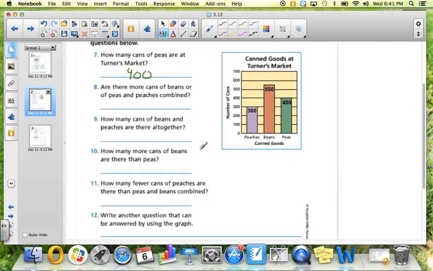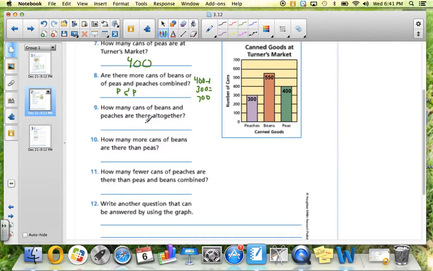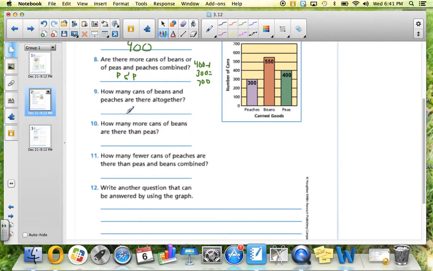Number 8, are there more cans of beans or of peas and peaches combined? So peas has 400 and peaches has 300. So we're going to add those together to find that they equal 700. And it wants to know if there are more cans of beans or of peaches and peas. And beans have 550. So looks like the peas and the peaches win. I'm just writing P and P to shorten time. Please write peas and peaches. You guys need to work on your handwriting.